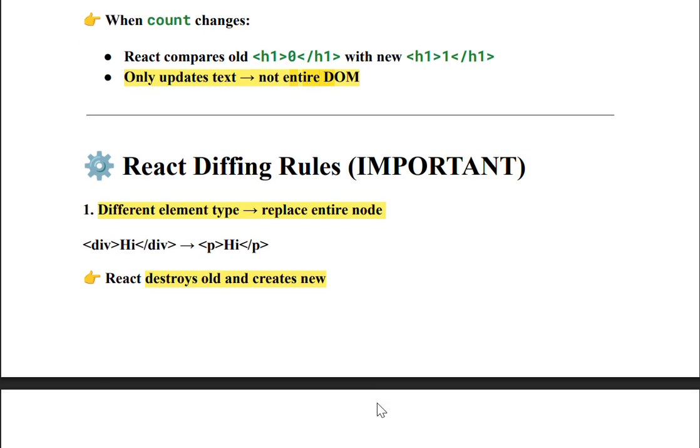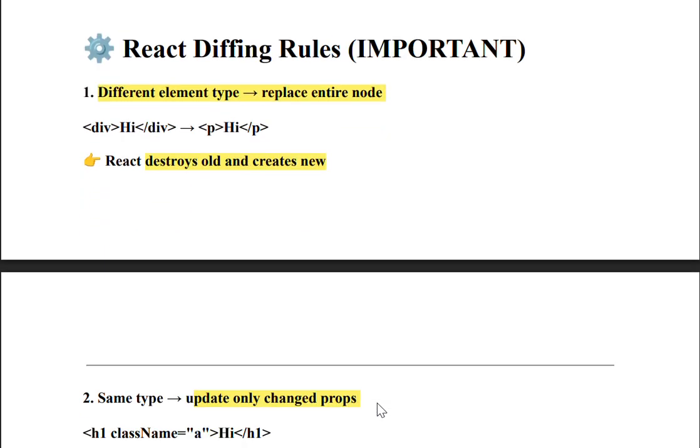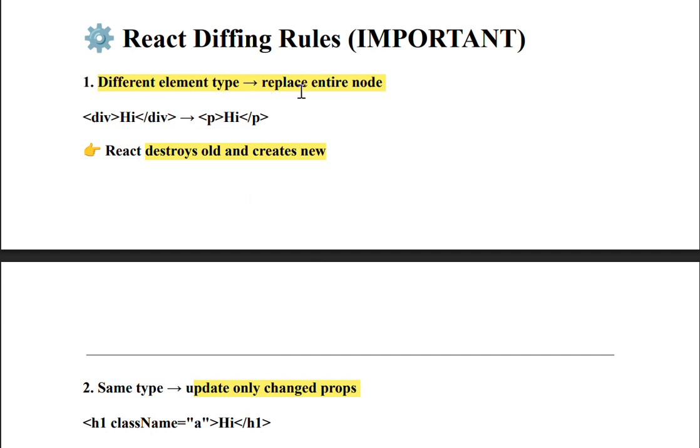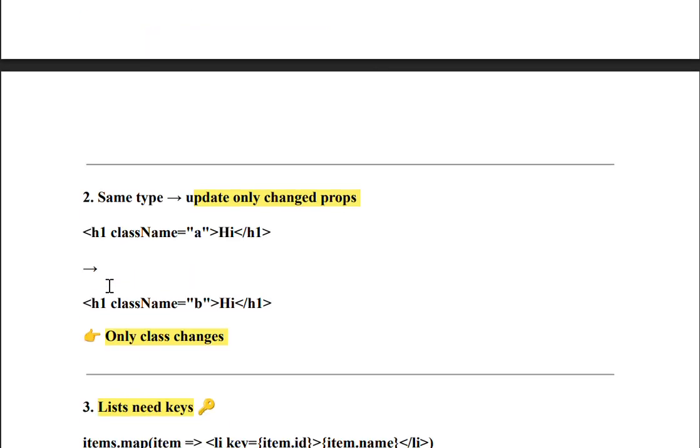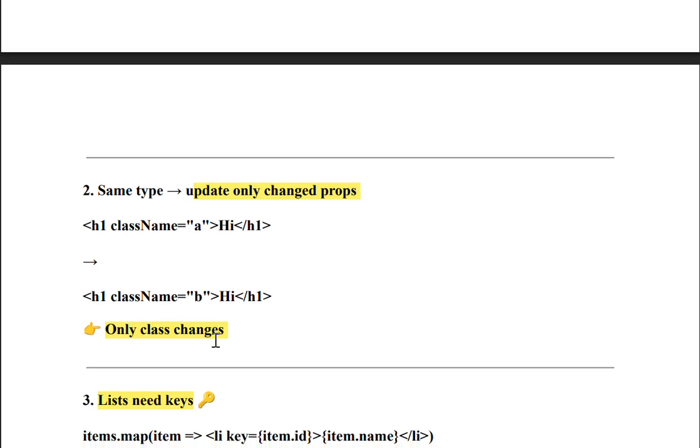So let's check the diffing rules now. The first one: a different element type replaces the entire node. Here if we have a div, and here a paragraph, as we have different element types, it will replace the entire node. React destroys the older one and creates a new one. The next one, same type: if we have the same elements but the class name is different and everything else is the same, it updates only the changed props, only the class changes.